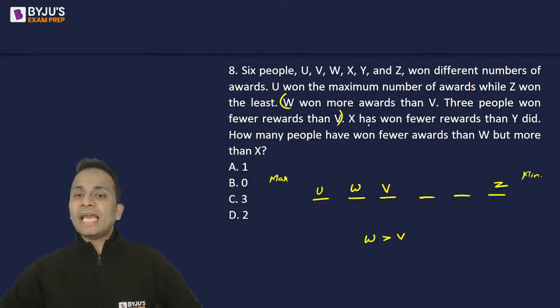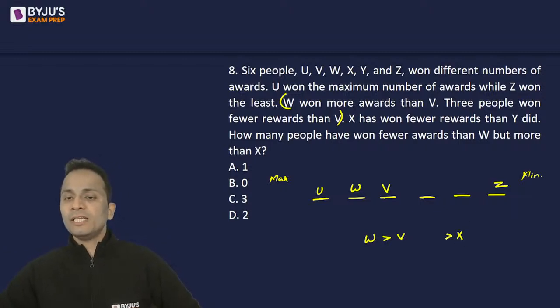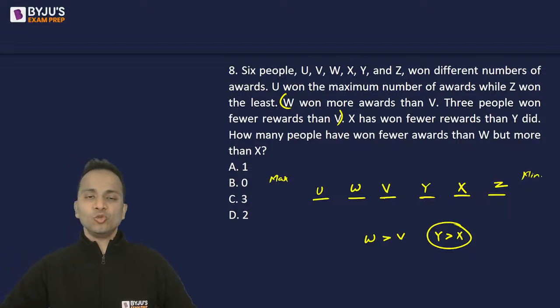X has won fewer awards than Y, so X is less than Y. Only two places are left. I can easily place Y and X at these two places.